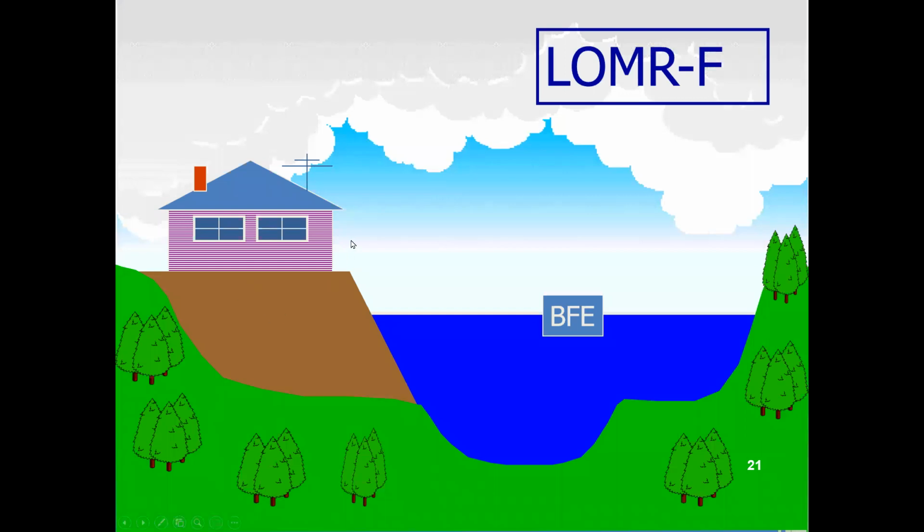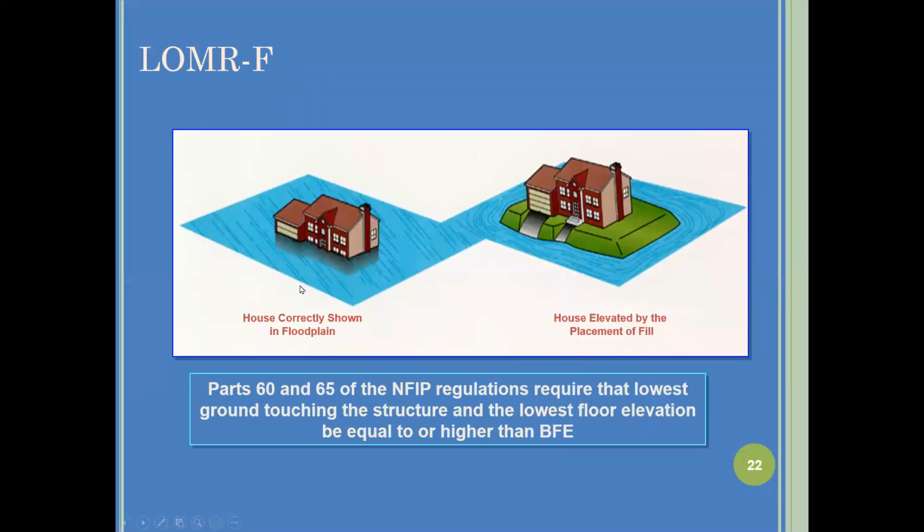Here's an example of a LOMR that's based on fill. Again, the same kind of figure is shown, where the left side is showing a house correctly shown in the floodplain, and the house on the right was elevated by fill.